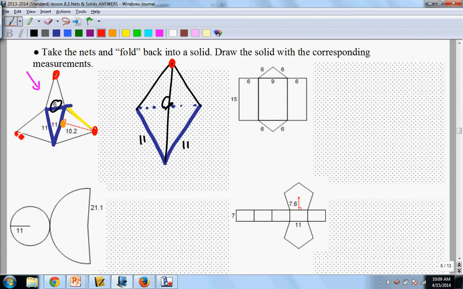Well, all of these meet at the top, right? That's the whole point. They fold to an apex. So it goes from the top to a midpoint. So that 10.2 goes down the face. Oh, that's awkward. It's awkward, but it's what you need.